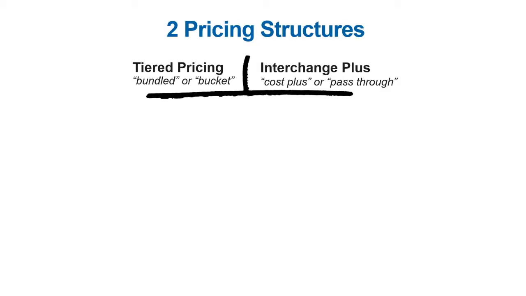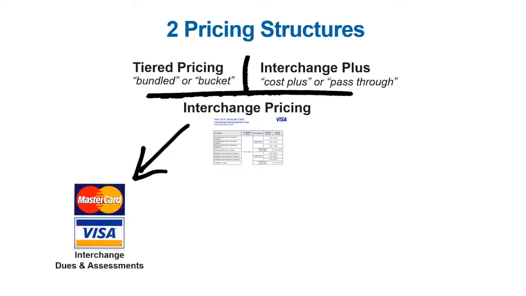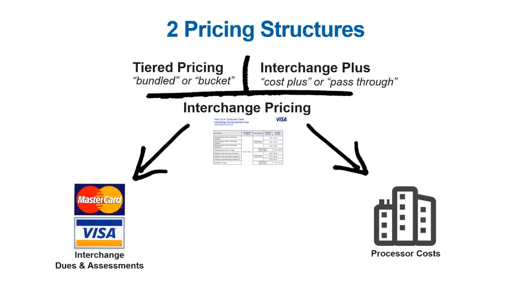First off, interchange costs are at the core of both pricing models. The fees for any given transaction are broken down into two main categories: interchange costs, along with dues and assessments, and processor costs. Dues and assessments are paid to the card networks, which is Visa and MasterCard, and are the same for everyone as are interchange costs. They are absolute, and every processing company pays the same amount for interchange, dues, and assessments, period.